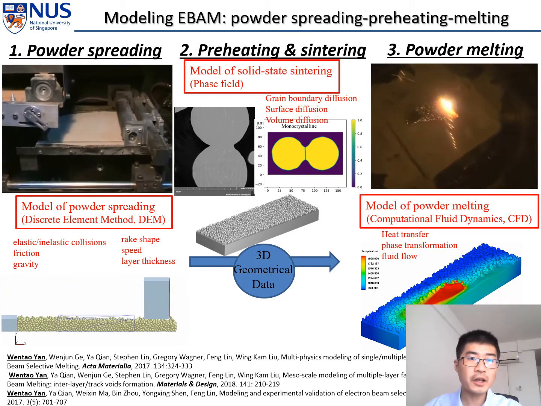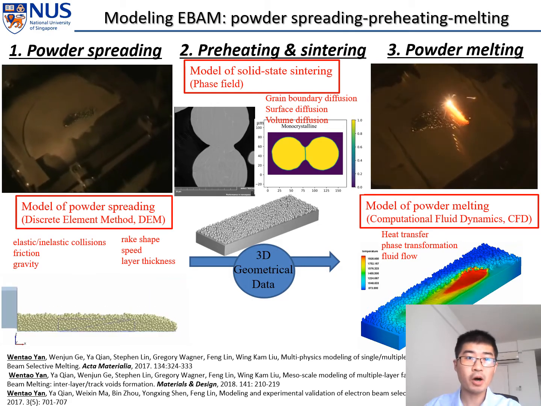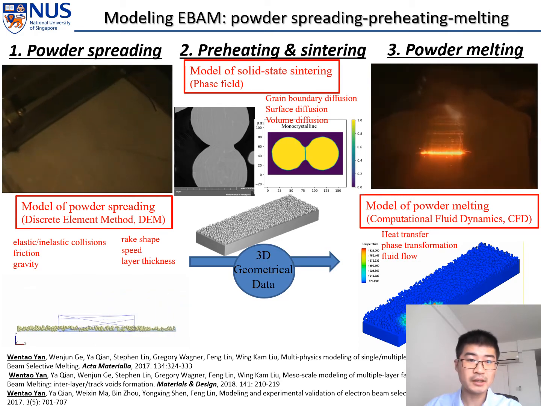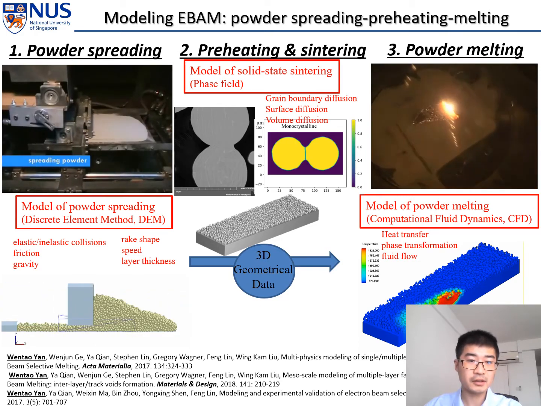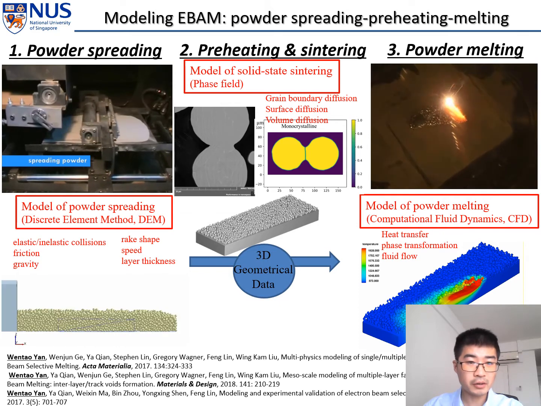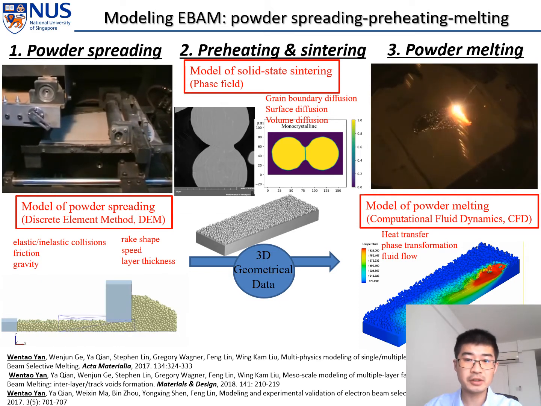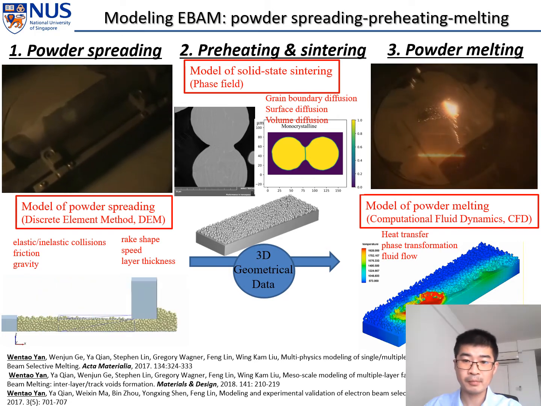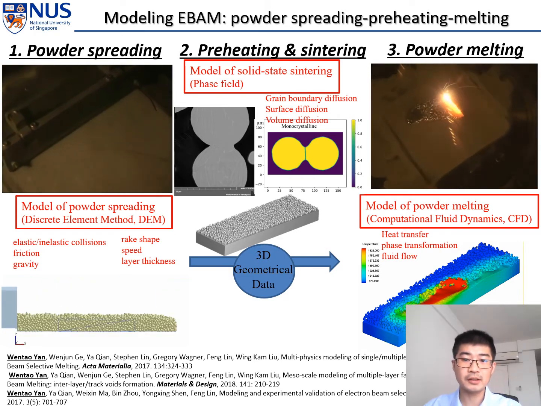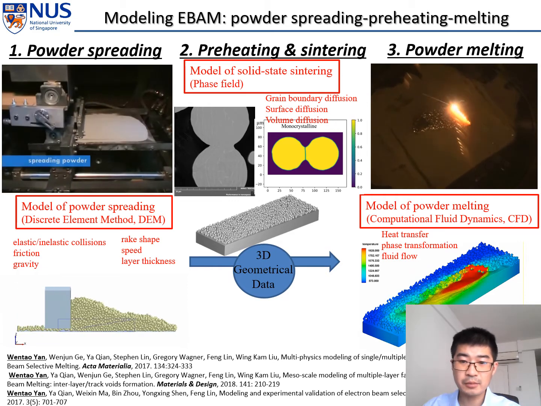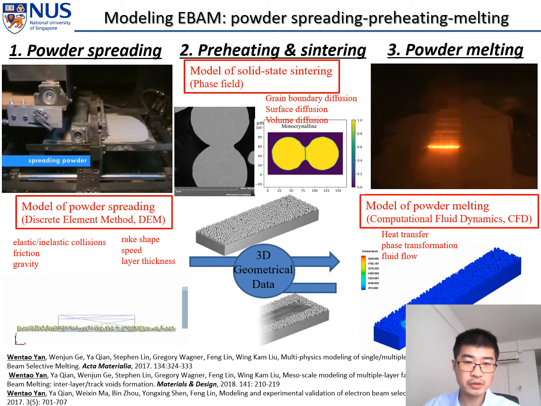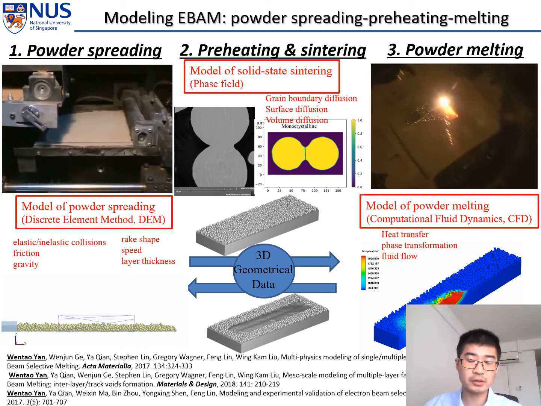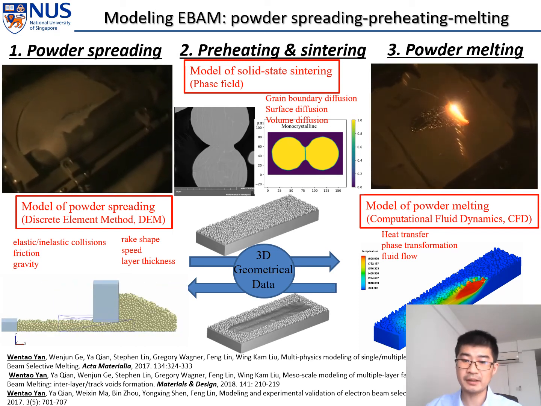To fully reproduce the multi-layer, multi-track electron beam additive manufacturing process, we link these models together. We use the powder spreading model to generate the powder bed geometry and implement it into the powder melting model. Then after we finish the electron beam scanning, we get the solidified geometry and implement it back into the powder spreading model to spread another layer, and then we repeat this cycle.